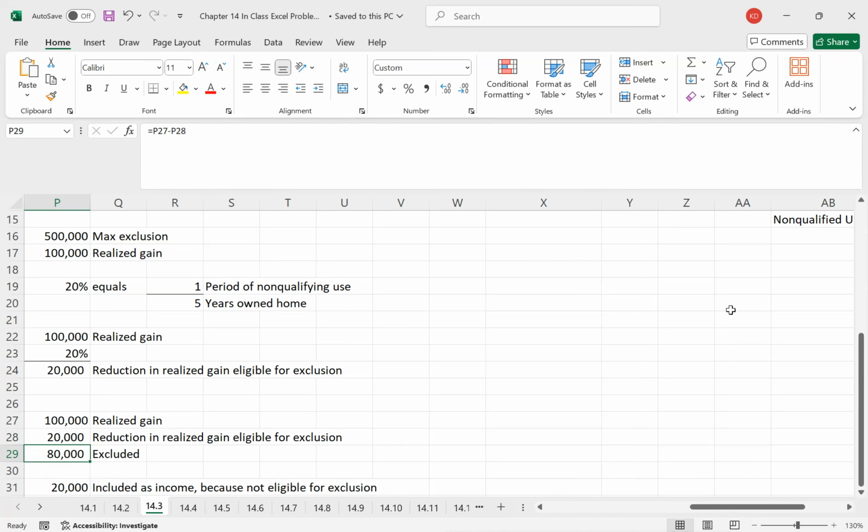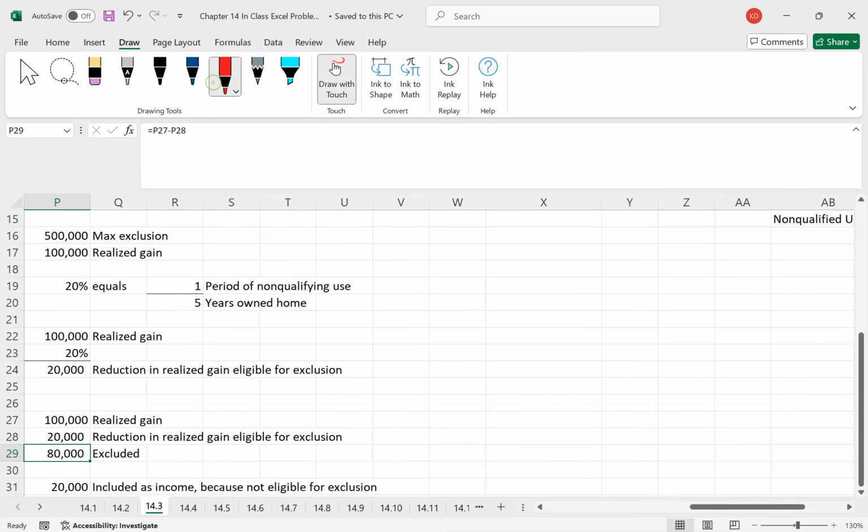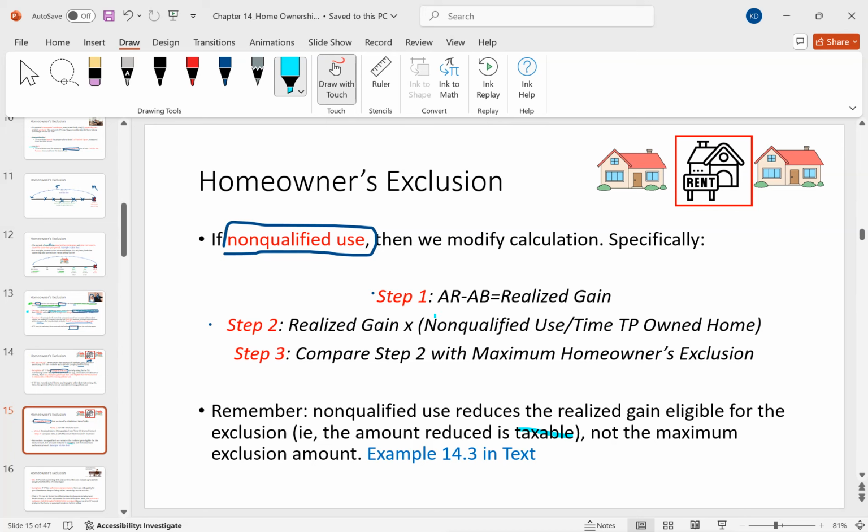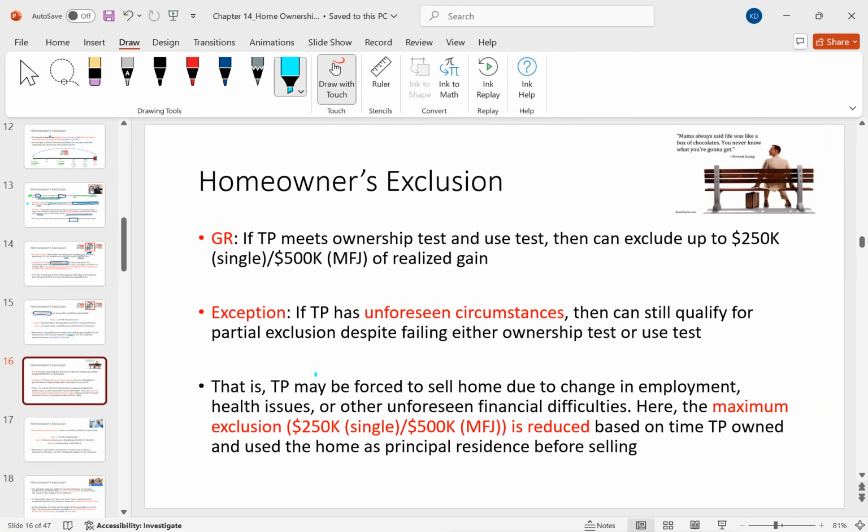The remaining $80,000, right, we would compare with essentially that $500,000 mark. We're not even over it on there. So that's kind of the setup there with non-qualified use. Typically, you think of it with like you're living in it and you're renting it, part of the last 5 years.